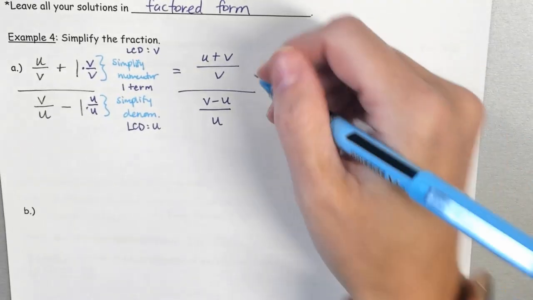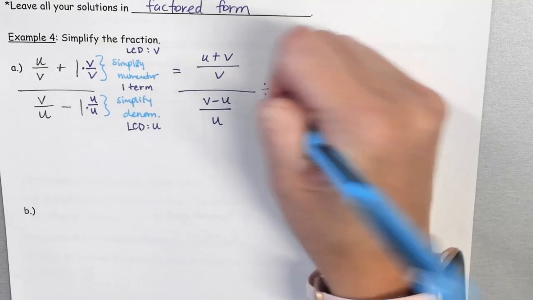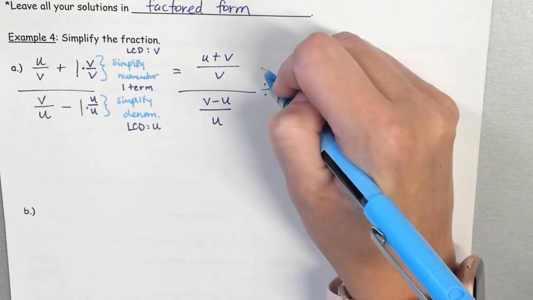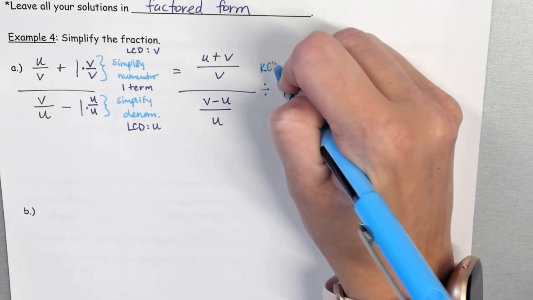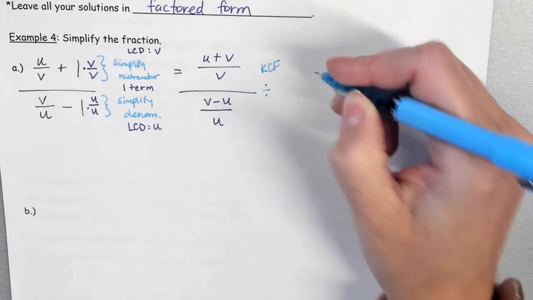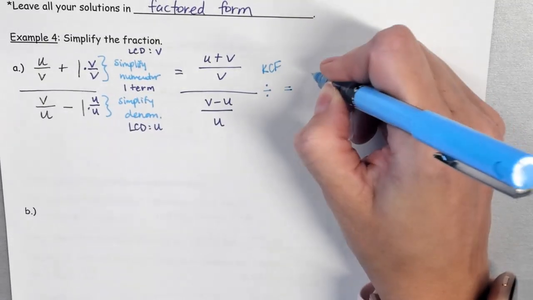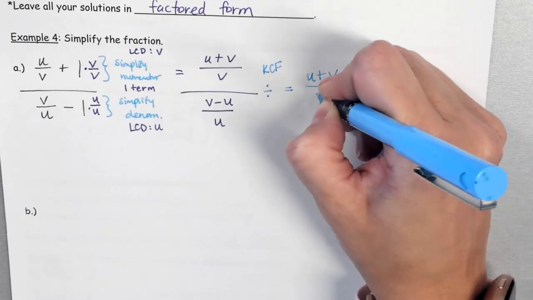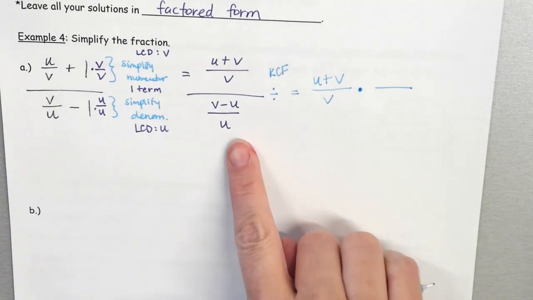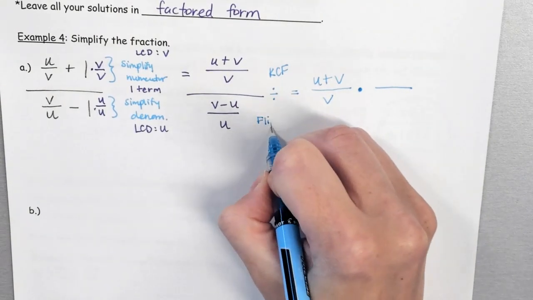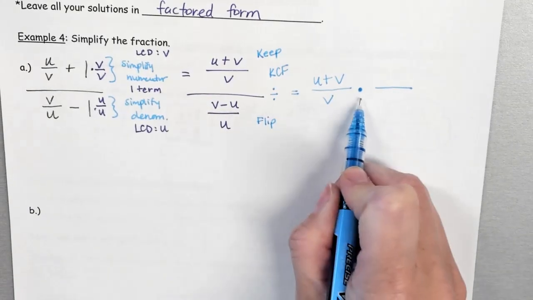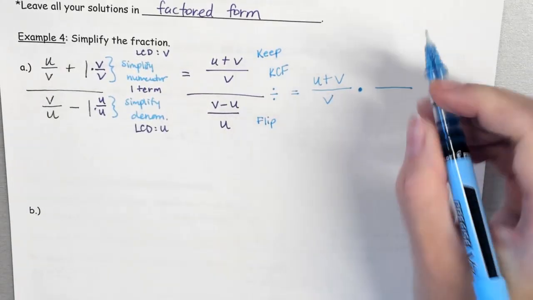Okay, and then sometimes we forget when we see it in this form, this means division. So if you're dividing two fractions, that's where you're going to keep, change, and flip. So you're going to keep the numerator, right? This is the numerator, u plus v over v. You're going to change it to multiply, and then you are going to flip this one. So you keep the numerator, you're going to change this to multiplication, you're going to flip the denominator.